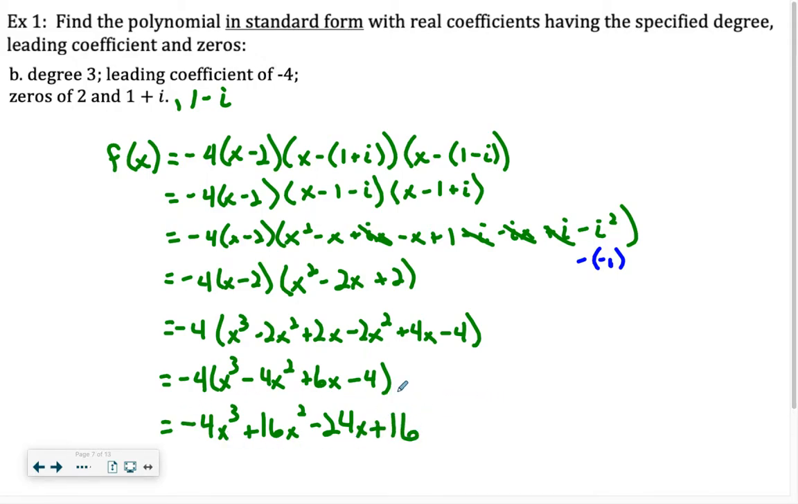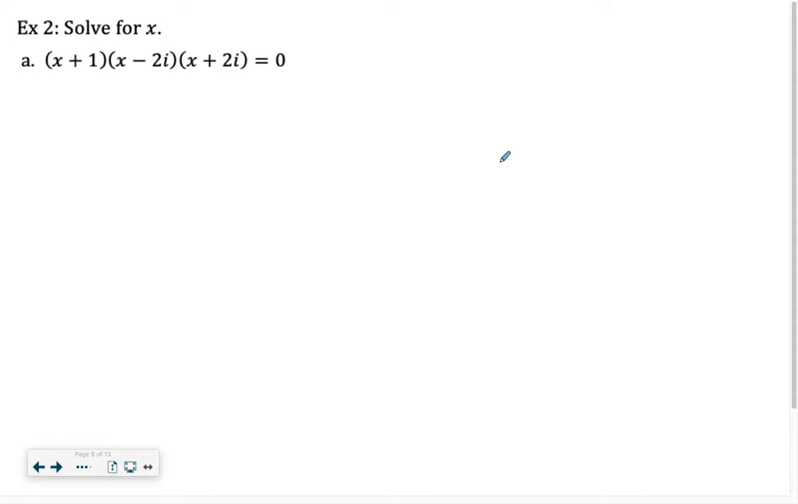Okay, so this polynomial would satisfy all of my constraints up here. Third degree, leading coefficient of negative 4, and 3 zeros would be 2, 1 plus i, and 1 minus i. All right? So next, let's just take a look at solving a few polynomials that have imaginary roots.